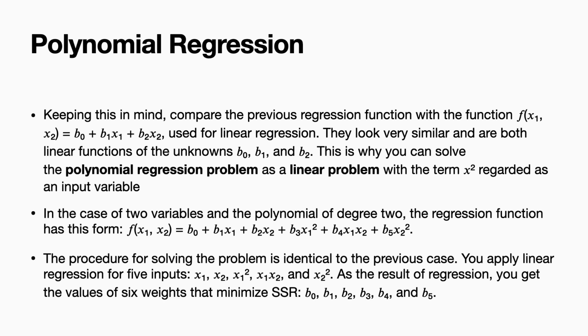In the case of two variables and the polynomial of degree 2, the regression function has this form: f(x₁, x₂) = b₀ + b₁x₁ + b₂x₂ + b₃x₁² + b₄x₁x₂ + b₅x₂². The procedure for solving the problem is identical to the previous case. You apply linear regression for 5 inputs: x₁, x₂, x₁², x₁x₂, and x₂². As the result of regression, you get the values of 6 weights that minimize SSR: b₀, b₁, b₂, b₃, b₄, and b₅.